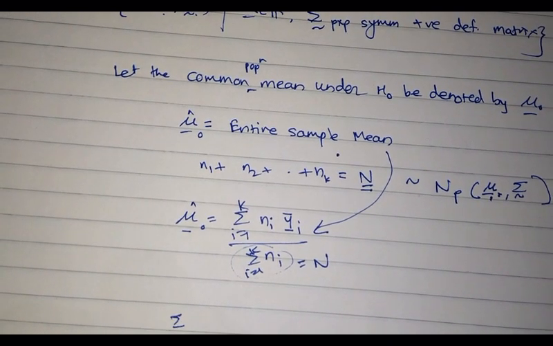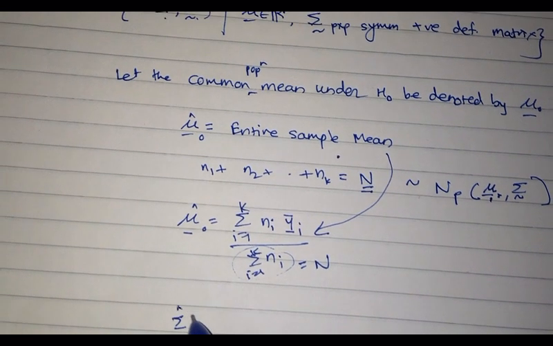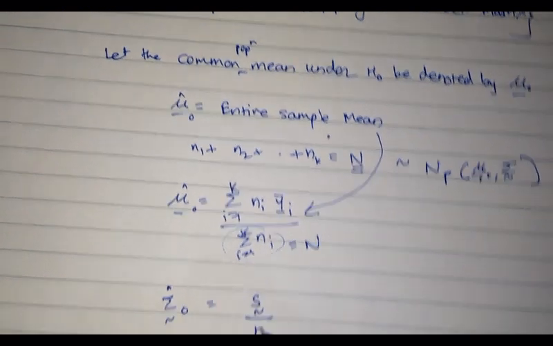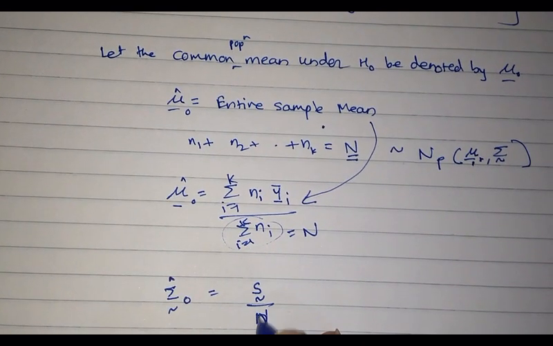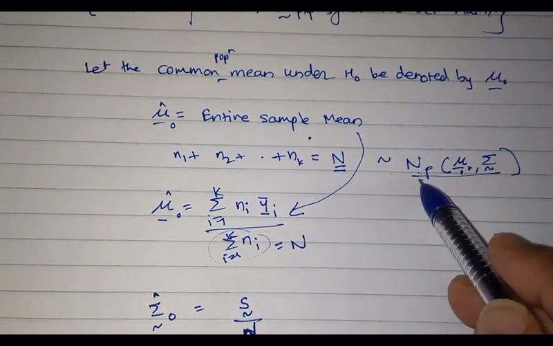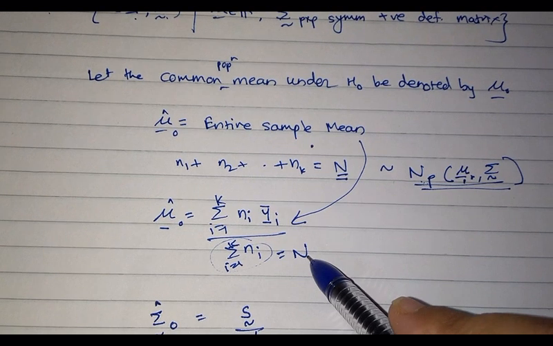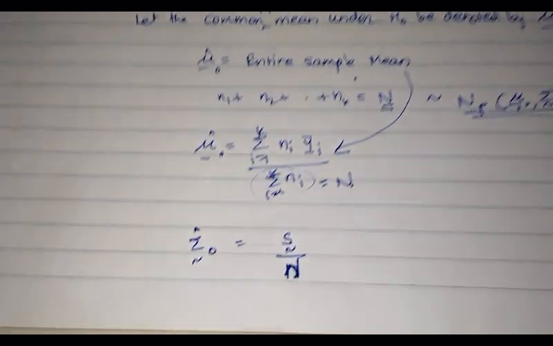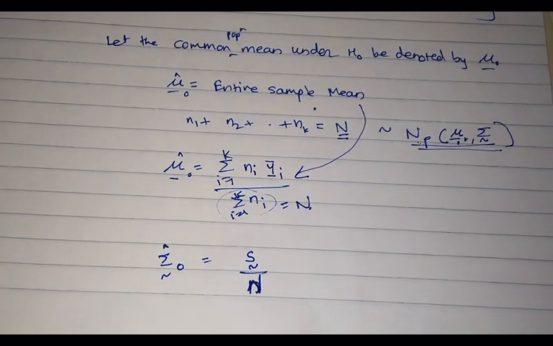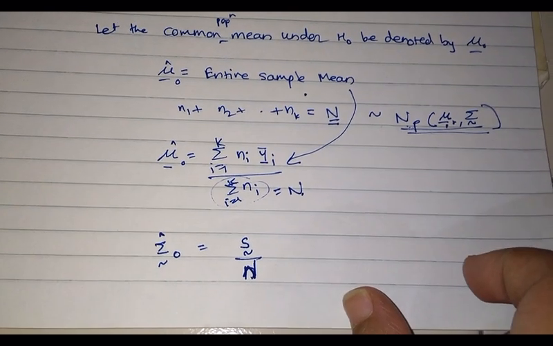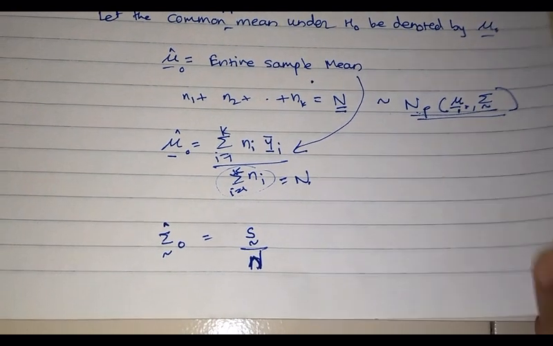Estimate of sigma under H naught would actually be overall CSSP matrix divided by capital N. Again, this is coming from the fact that under H naught you actually have a single sample of size capital N coming from N_p(mu, sigma). So your mu hat and sigma hat are same as the MLEs that we derived earlier. Now the question is, what happens to mu hat and sigma hat when you are not under H naught, that is when you are in the overall parameter space?